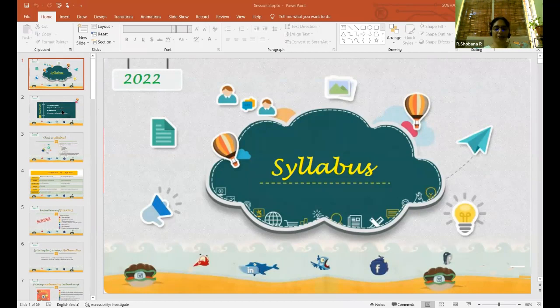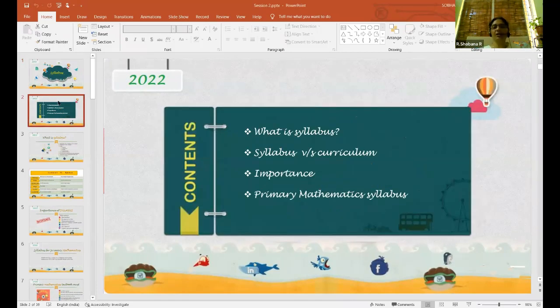So today the topic is about the syllabus of primary mathematics. Before discussing what goes into the syllabus of primary mathematics, let us all see what is the meaning of syllabus. What does the word syllabus mean? What is the differentiation between syllabus and curriculum? Why is designing the syllabus very important? What role does the syllabus play? And what is the syllabus of primary mathematics from classes 1 to 5? We will be seeing all this in today's session.